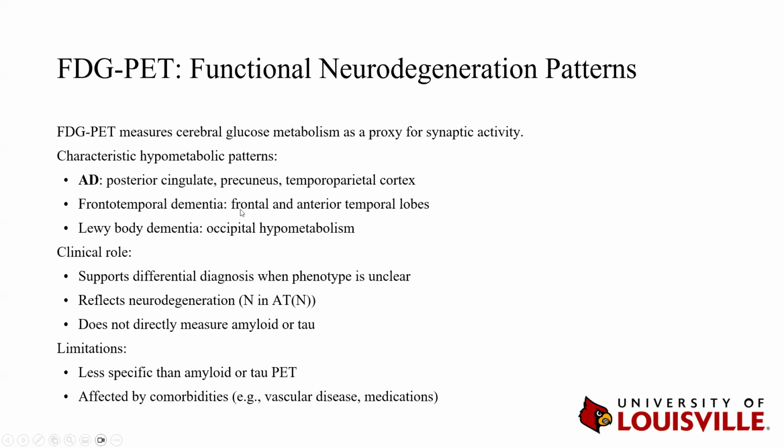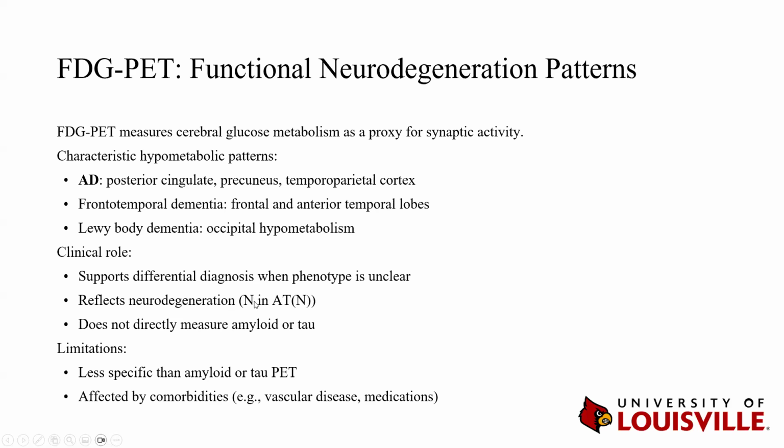FTD obviously is going to be the frontal and anterior temporal lobes that are affected. Lewy body dementia, it's going to be the back, that occipital hypometabolism. And it makes sense when you think about it, these patients might have some visual hallucinations. So that's an easy way to remember that one. Clinical role: it helps support differential diagnosis when the phenotype is unclear. Again, I mentioned this can be particularly helpful whenever you're in between two different diagnoses.